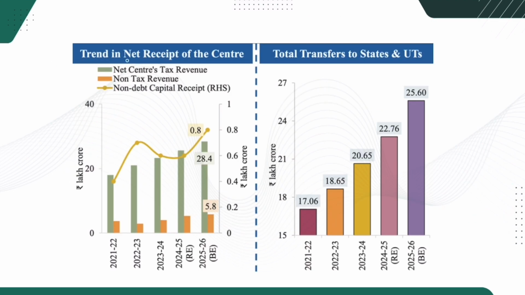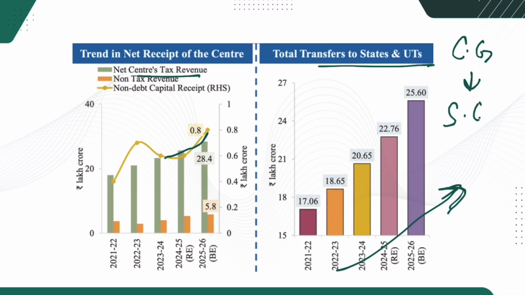Let's talk about trends in net receipts of the center. So net receipts are showing an increasing trend. Okay. The maximum share in net receipts is that of center's tax revenue. Clear? Plus, this trend is also important. What? Transfers to states and UTs are also increasing. That means the central government is transferring more money to state governments.